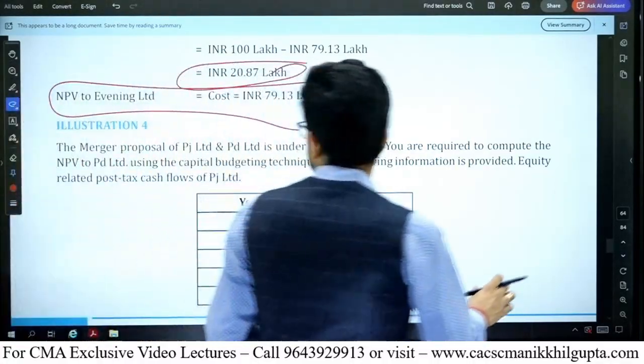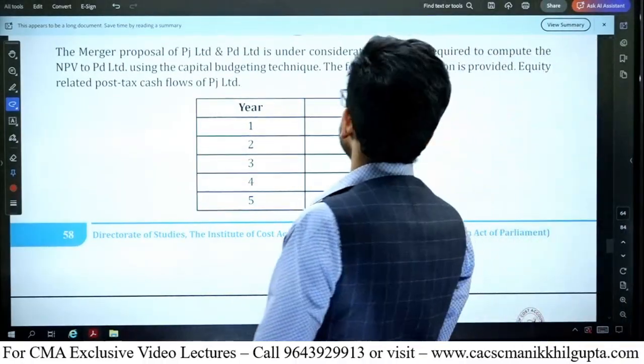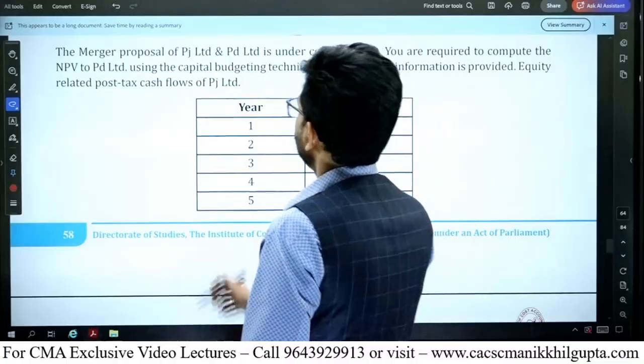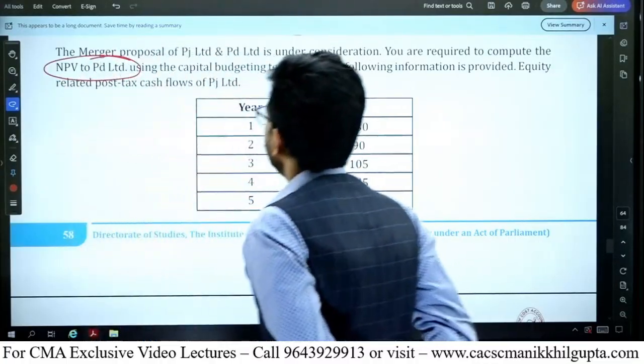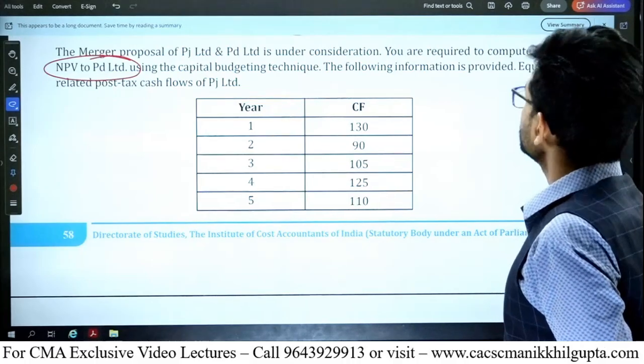All right, let's discuss illustration number 4. Merger proposal of PJ and PD Limited is under consideration. You are required to compute NPV to PD. What is the NPV which is given to PD? Using the capital budgeting technique, the following information is provided.